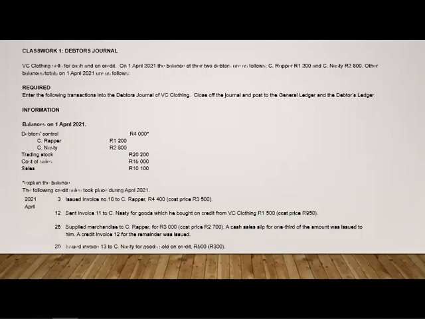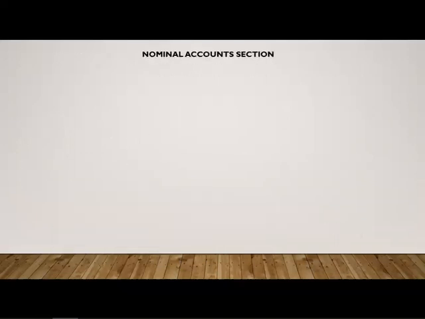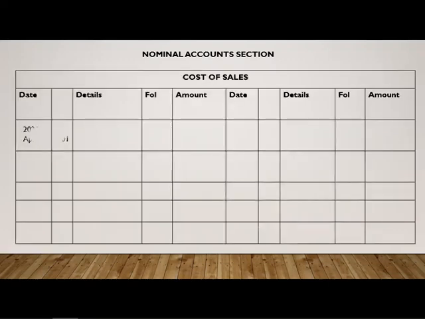For cost of sales, they gave us 15,000. Okay, so I'm going to go to my cost of sales in the general ledger. Cost of sales is an expense account. It goes up on the debit side, and it goes up whenever we sell. Whether we're selling for cash or on credit, it will always go up on the debit side whenever we sell. At the moment, I will simply have balance brought forward for cost of sales, and that will be the 15,000 rand.